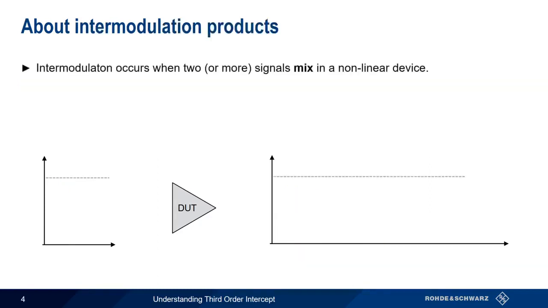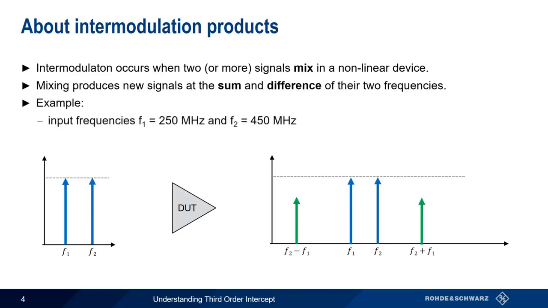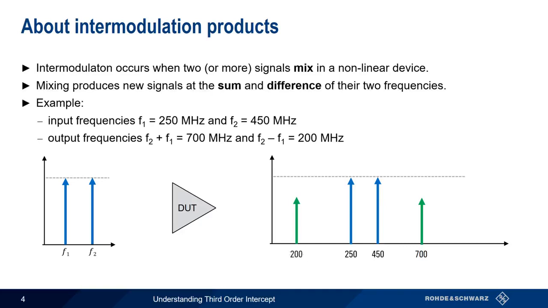Intermodulation products are also generated by mixing in nonlinear devices. Unlike harmonics, which can be created by a single input signal, at least two input signals are needed for the creation of intermodulation products. When these two input signals mix together in a nonlinear device, the output contains products at the sum and difference frequencies. For example, we input two signals or tones into a device, one at 250 MHz and one at 450 MHz. In addition to outputting the two original tones, our mixer will also output tones at the sum and difference frequencies, here 700 MHz and 200 MHz.